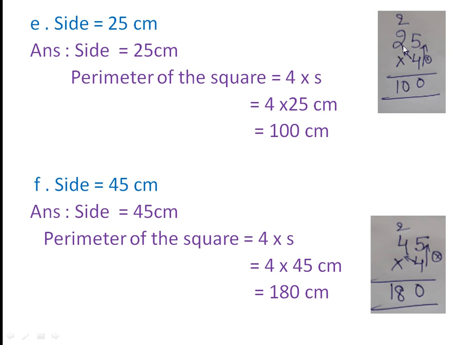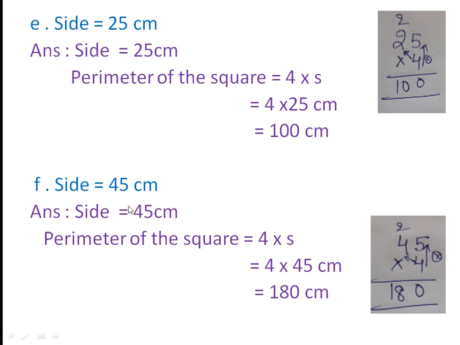25 fours are, see here, calculate. 25 fours are, 4 fives are 20. 4 twos are 8. 8 plus 2, 10. 100 centimeters is the answer for this problem. Okay, children, like this, we should calculate the perimeter of the square. And this is the last problem on the perimeter of the square calculations.